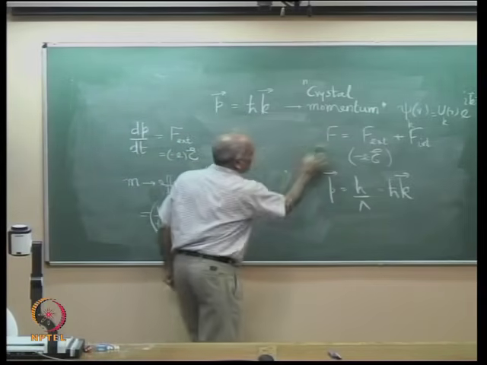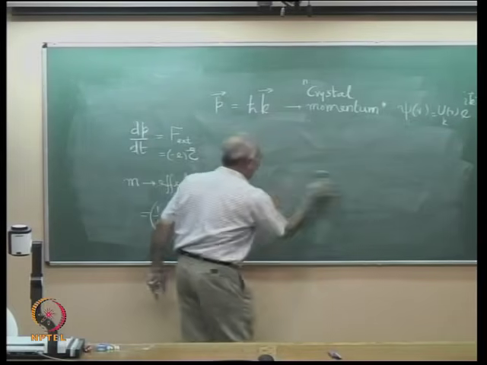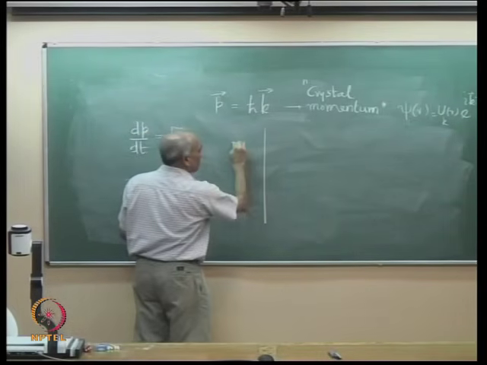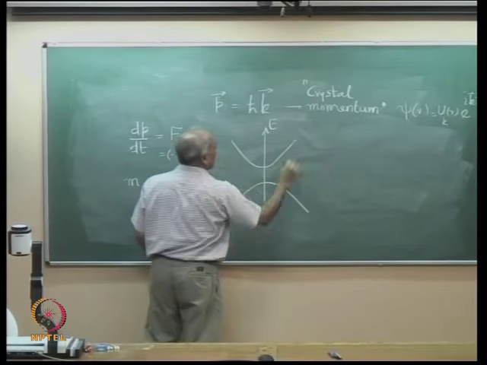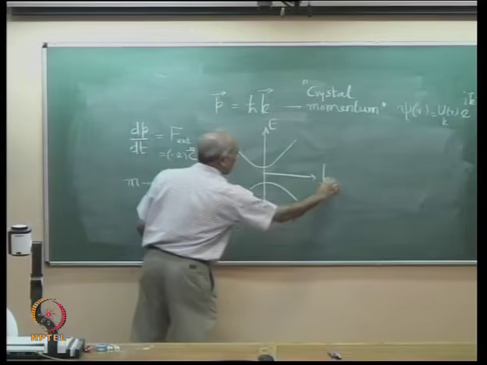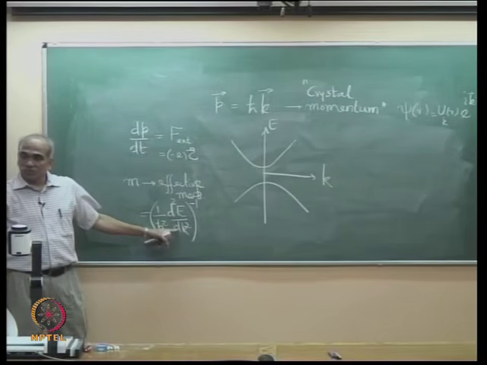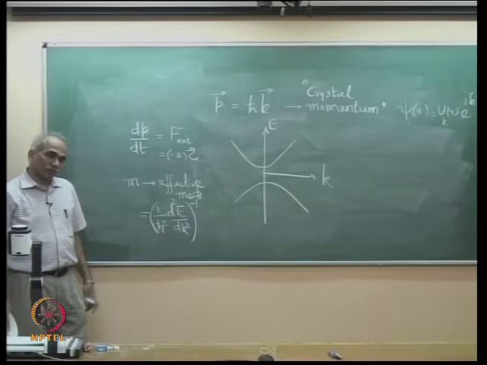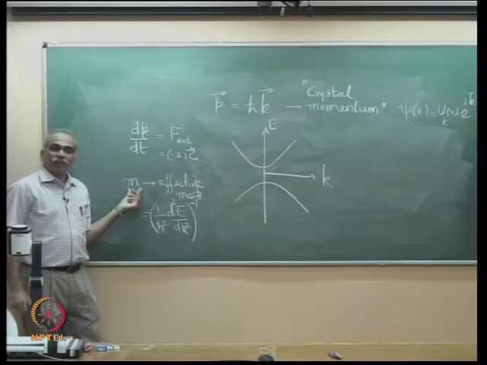I skipped the derivation, but to get d square E by dk square, you need the EK diagram. So you have the EK diagram here. So this is the EK, and the second derivative gives you d square E by dk square. And this is the effective mass. So it is the EK diagram which will tell you what is the effective mass.